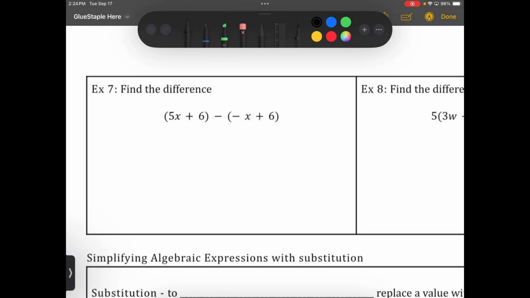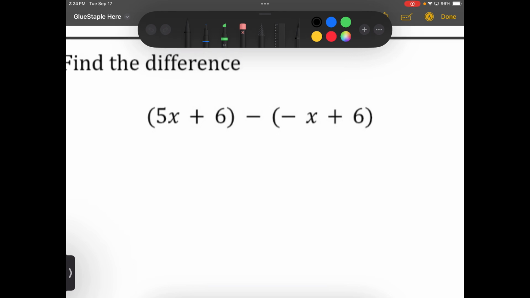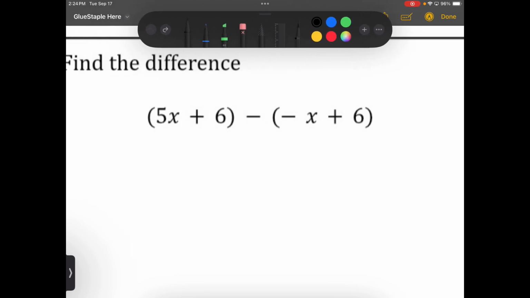Okay, so here we have example 7. The other two examples, we were finding the sum. So we were adding linear expressions. Now we are subtracting. We have to find the difference. So let's look at this very first expression. Again, is there anything in front of this expression that needs to be distributed? No. So I can just pull these out of the parentheses. 5x plus 6.